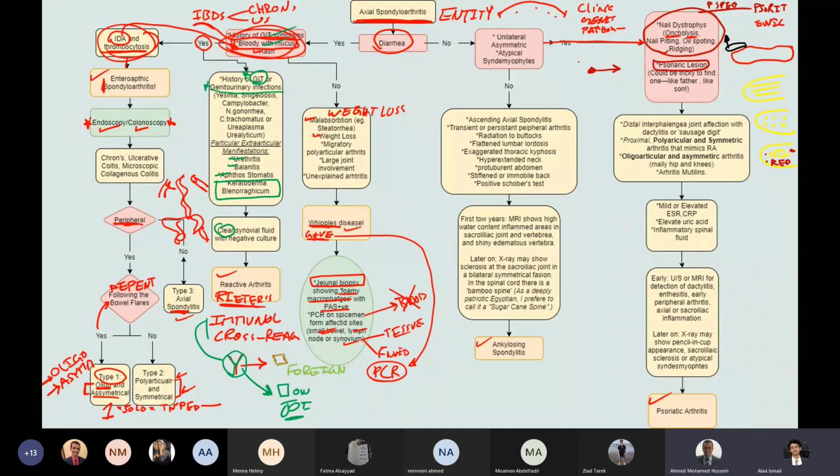Here is the joint infection. Yes, yes, doctor. So what supported the diagnosis of psoriatic arthritis in our case? Yeah, they said that he has nail dystrophies. She had nail pitting, okay, and she had a psoriatic lesion present on the... The most important thing is that the psoriatic lesion is present, okay. And what else?